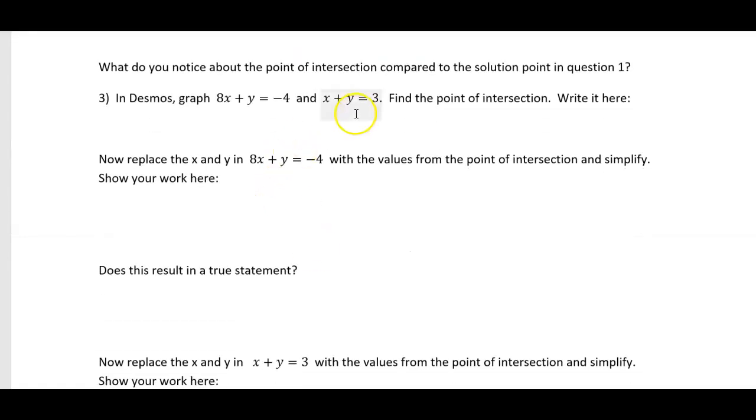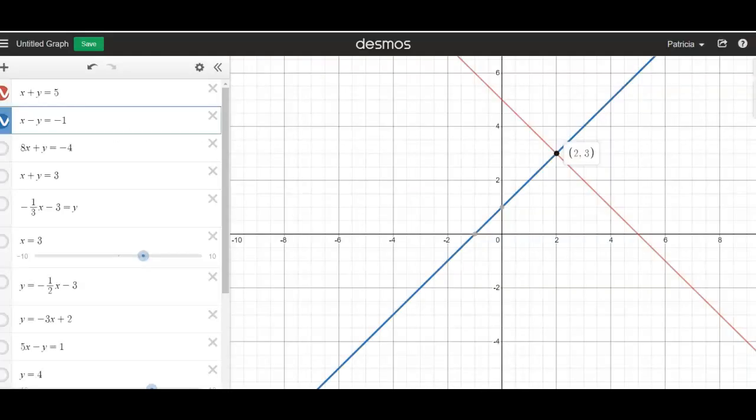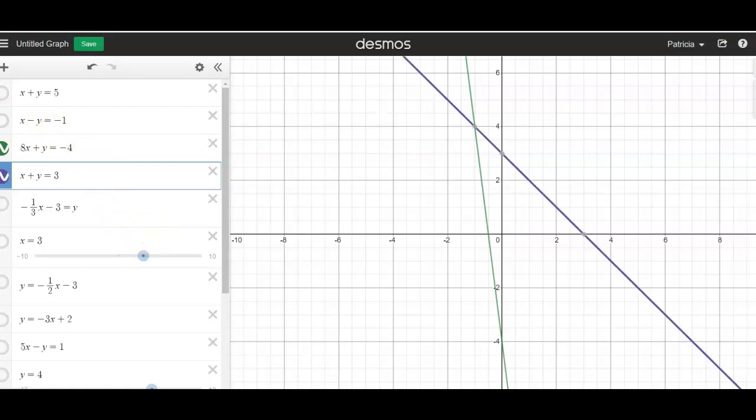Now, let's take a look at 8x plus y equals -4 and x plus y equals 3. Let's find out where they intersect. So I'm going to turn those on and shut off our first lines. I had these all prepared, so you didn't have to watch me type. So the green is 8x plus y equals -4. The blue is x plus y equals 3. So I'm looking for this point where they intersect.